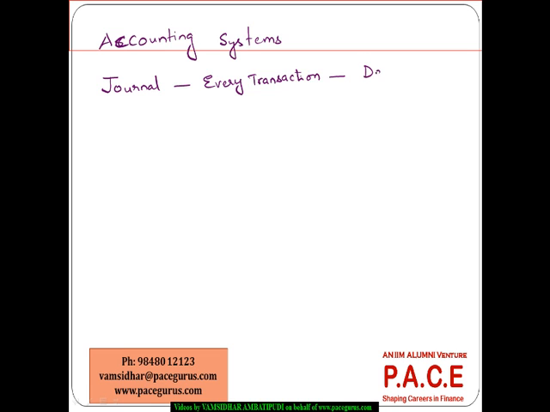Then I am looking at the typical accounting system that is followed within the majority of organizations, where initially they start off with recording every transaction that happens, whether it is cash based or credit based. Every transaction that happens on a daily basis is represented in the journals.